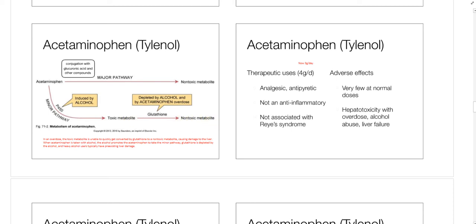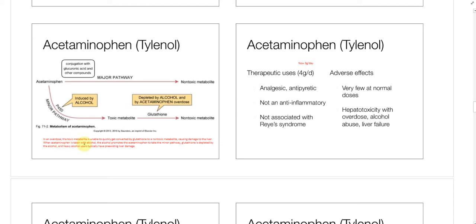But if you take a whole bunch of alcohol, not only will you have more of the acetaminophen going down through the minor pathway, but you'll also have that alcohol depleting glutathione, making it so you get more of the Tylenol resting in this toxic metabolite state. And that's just going to cause all sorts of havoc to your liver. Don't do it.